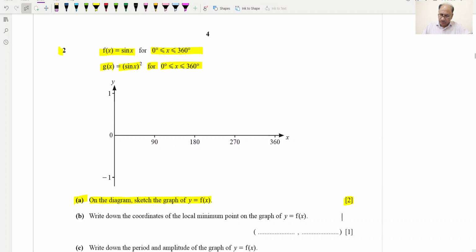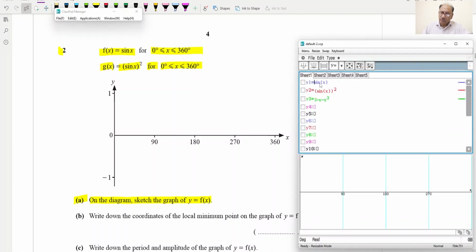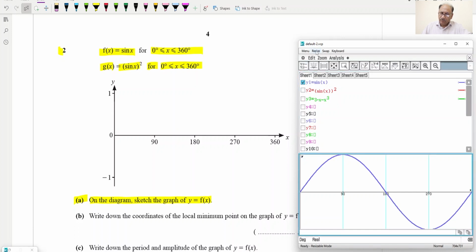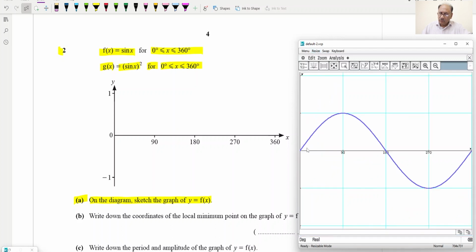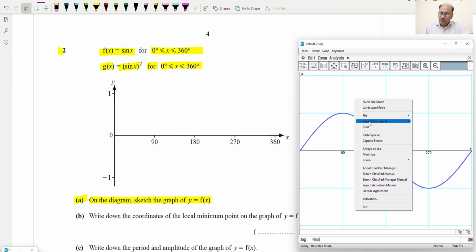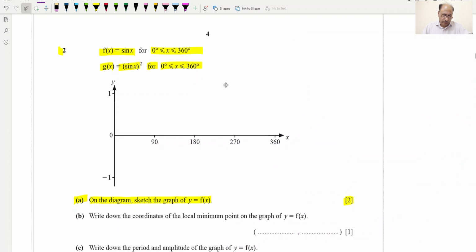So we will be sketching this with the help of the graphical calculator. Y equals f(x) equals sin x. I have already typed sin x here, and if we plot the function, this will be the function. Checking from 0 to 360, the highest value is 1, the lowest value is -1, and this one is 360. So this curve I will copy, and before copying we can go through part b also.